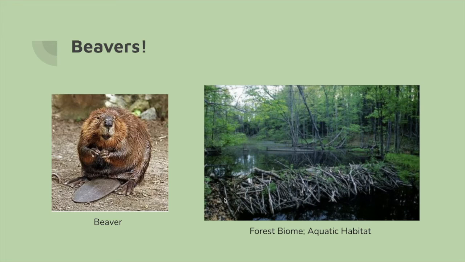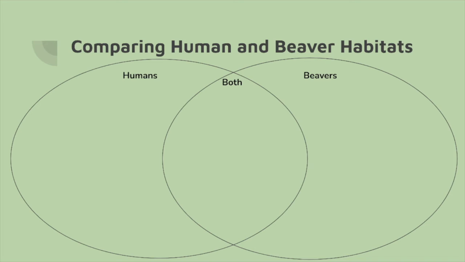How they do this is they chop down trees with their mouths, and they drag the trees and find sticks and just pile them up and build dams. In doing that, they increase the size of the pond, and so they also increase the size of their habitat. That makes beavers a lot like humans, because both of them significantly change their habitats to suit their needs.